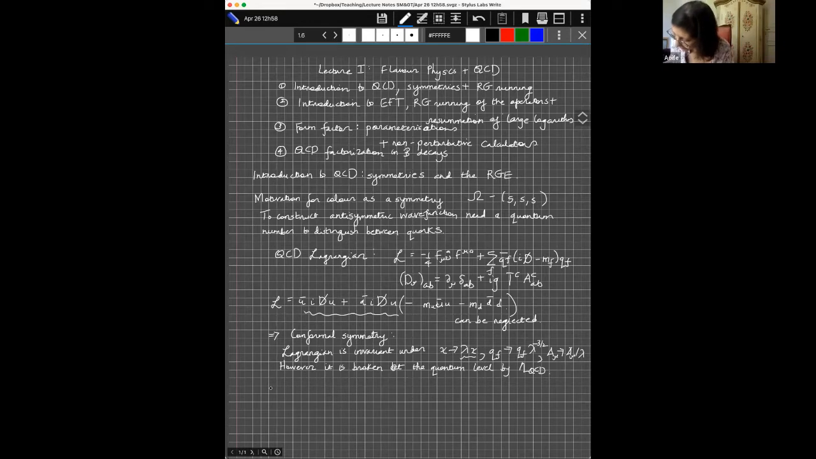That was the conformal symmetry. Maybe it's not so relevant for flavor physics, but what is very relevant for flavor physics are some flavor symmetries which are also seen. So the first invariance that we observe is that if you rotate each individual quark flavor by some phase, you see that the Lagrangian is invariant.